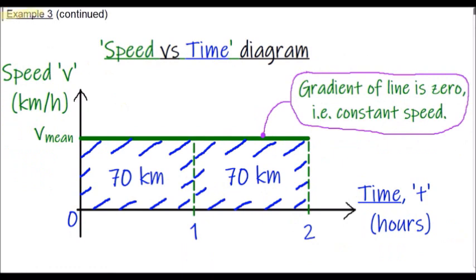Example 3, continued. So on the previous slides we considered the difference between distance and displacement, our scalar and vector property. We can now undertake a similar exercise to compare speed and velocity. So here is a speed versus time diagram. We have speed, symbol V in kilometres per hour on the vertical axis, and again we have time t in hours on the horizontal axis.